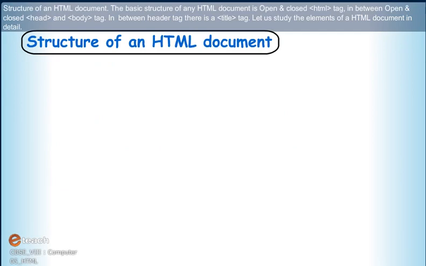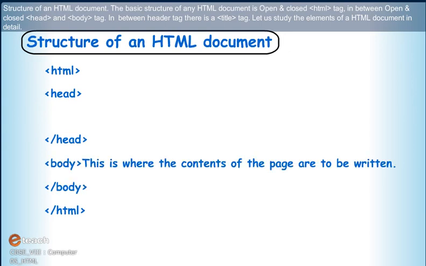Structure of an HTML document. The basic structure of any HTML document is an open and closed HTML tag, in between which are open and closed head and body tags. In between the head tag, there is a title tag. Let us study the elements of an HTML document in detail.